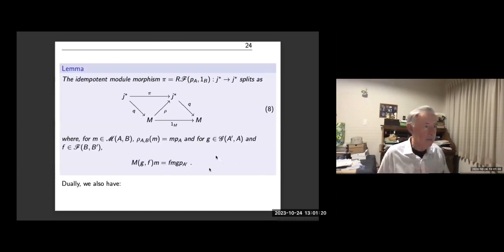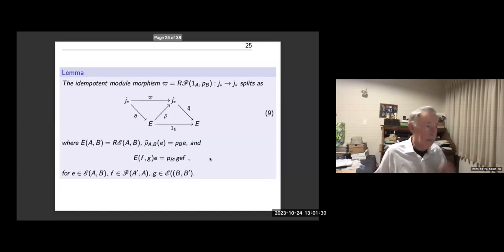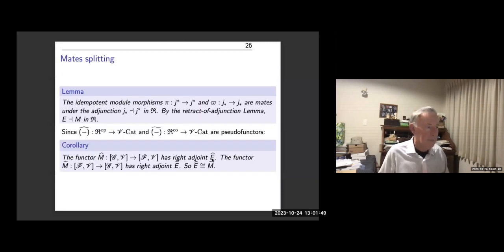We end up getting a module morphism from J upper star to J upper star, and then we dually get one from J lower star to J lower star. The one thing you've got to check is that they are mates of each other. And then once you've got that, you have an adjunction between E and M, these modules E and M.